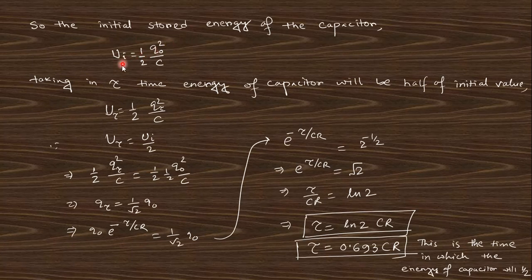Now the energy will be initially half q0 square by C, and after tau time this energy will be like that. According to the question, in this time the energy will be half of the initial. So this equals, putting here, and this is half of this one. So finally you get this relation between q tau and q0. After that, just calculate the tau value, write down the tau value. This is 0.693 CR, or ln 2 times CR. This is the time at which the energy will be reduced to half of its initial value.